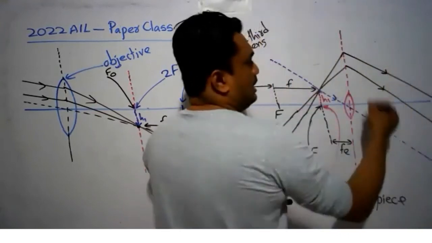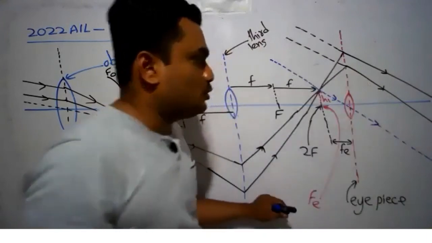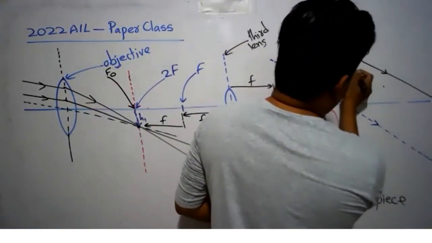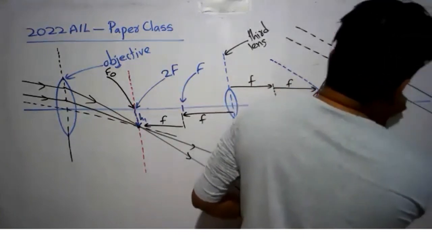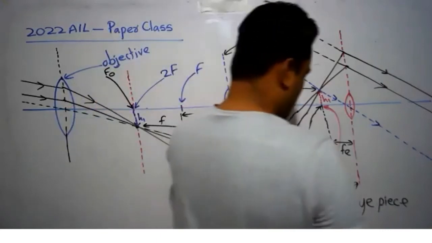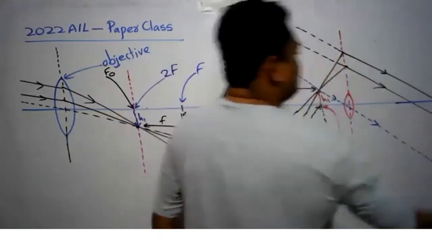Finally, all these three light rays will be parallel to each other. When you draw, please clearly indicate that they are parallel to each other. So this is the complete ray diagram.